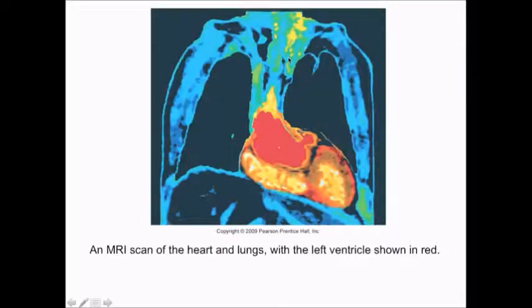Here's our MRI scan of the heart and lungs, with the left ventricle shown in red. So where the lungs are, these black areas here, because remember, a lung is mostly a bag with just gas in it.